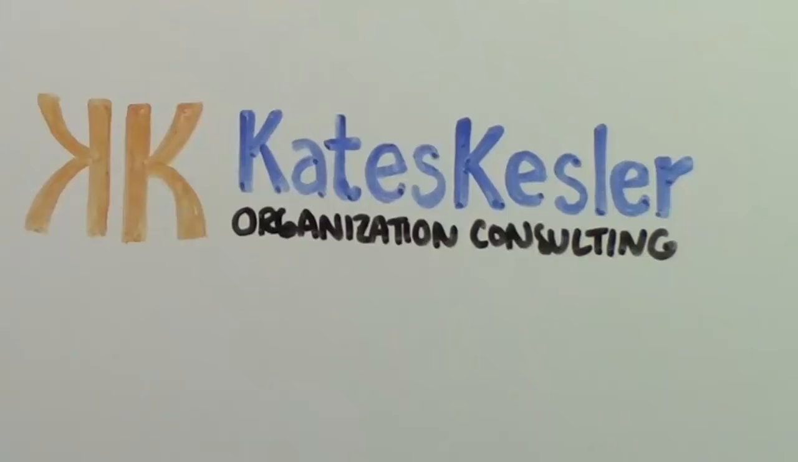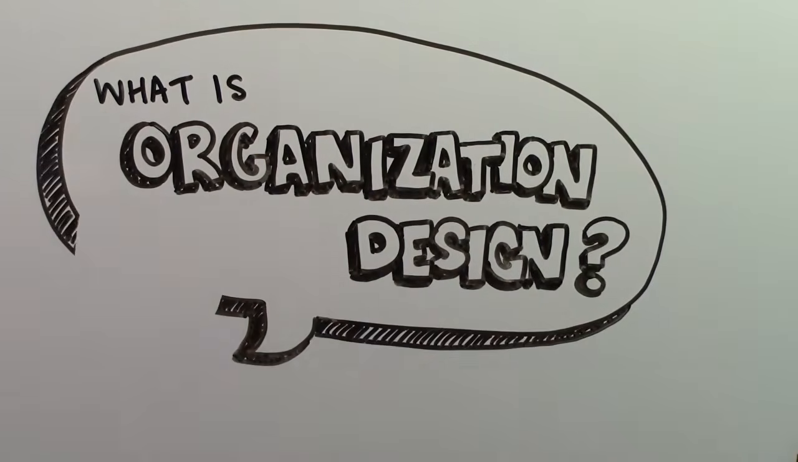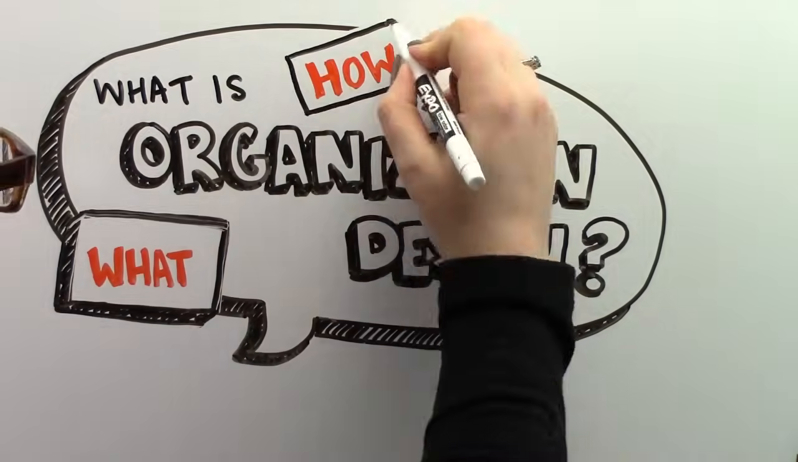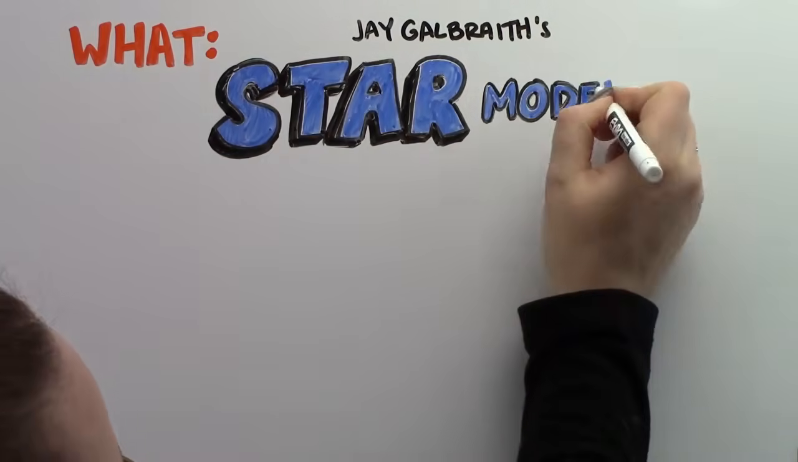At Cates Kessler, we're often asked, what is organization design? We find it best explained by talking about the what and the how. Let's start with the what. We use J. Galbraith's STAR model to describe the elements of organization design.